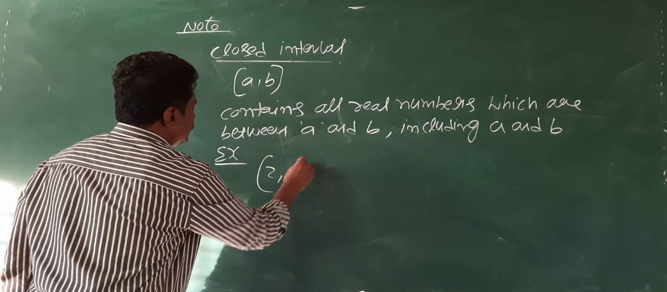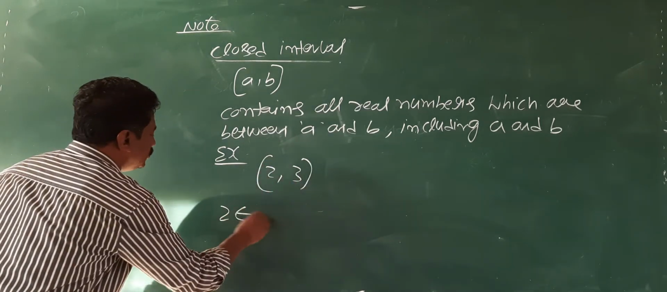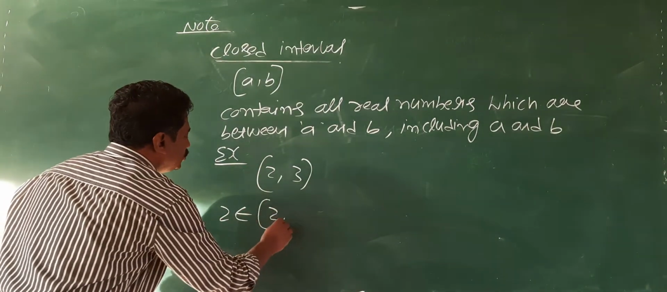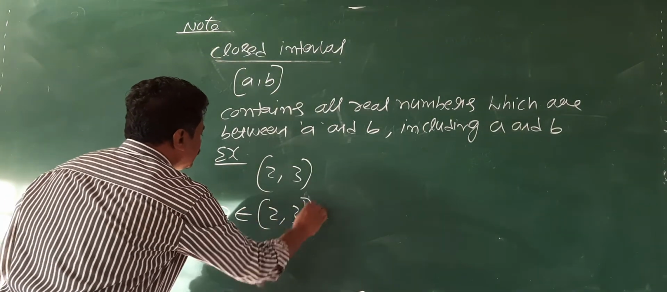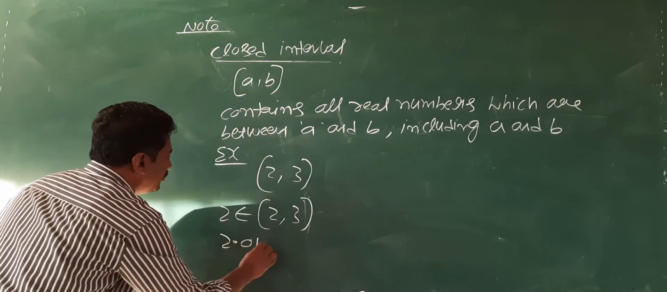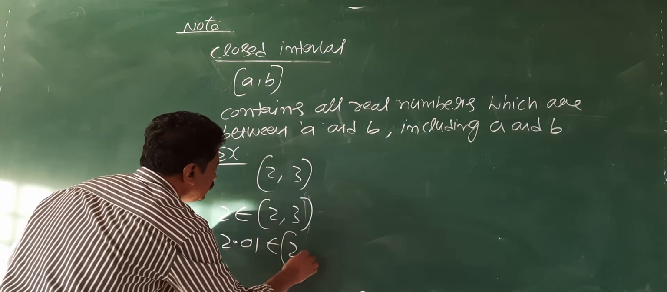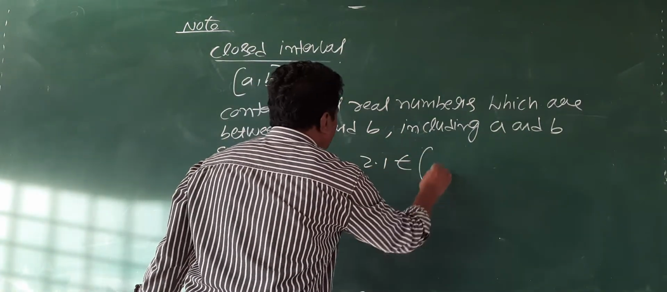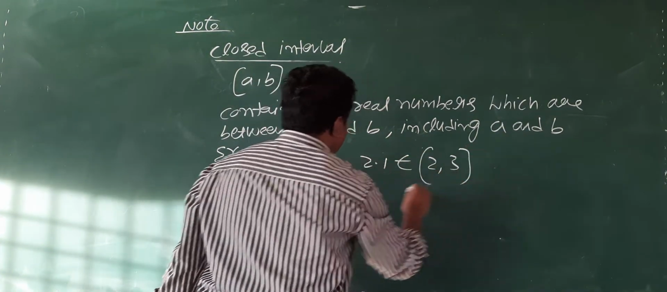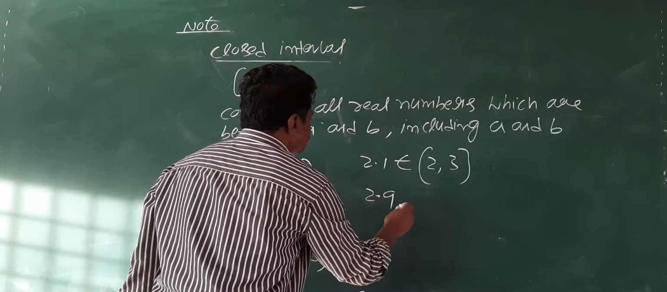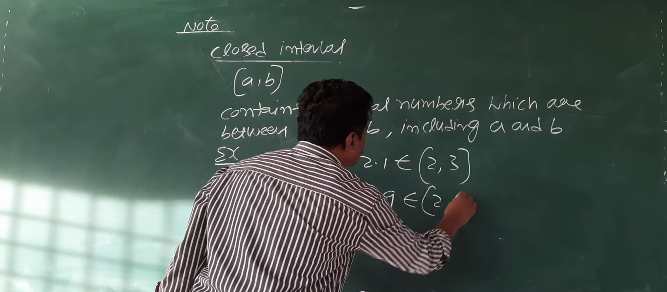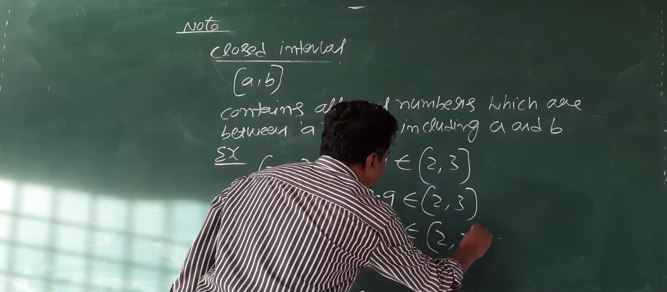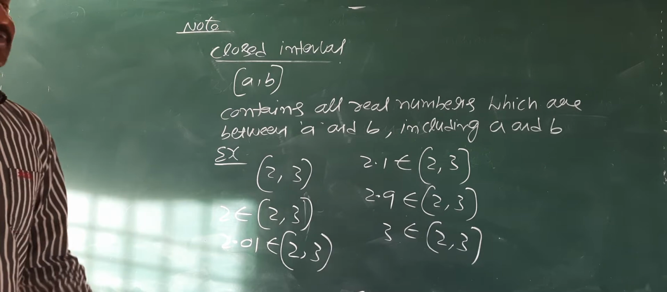2 to 3. So 2 belongs to, 2 becomes an element of this closed interval. So 2.01 belongs to closed interval 2 to 3. So 2.1 belongs to the closed interval 2 to 3. So 2.9 belongs to the closed interval 2 to 3. Even 3 also belongs to the closed interval 2 to 3. This is about your closed intervals.